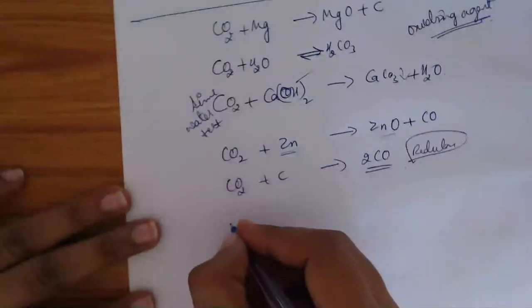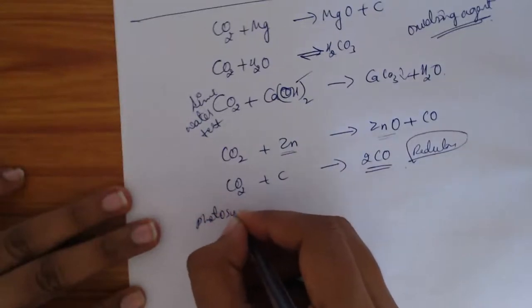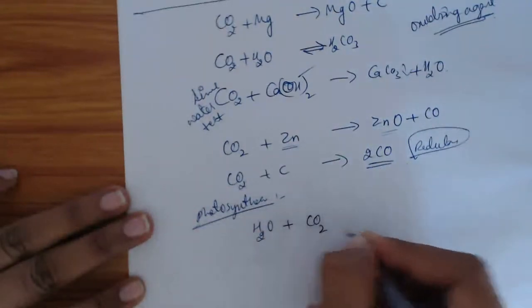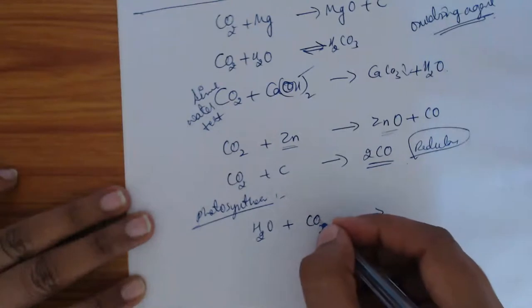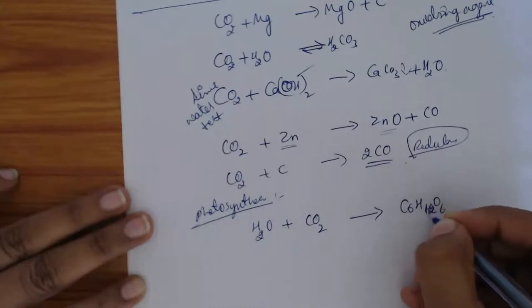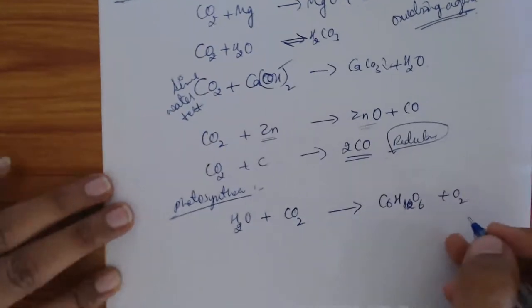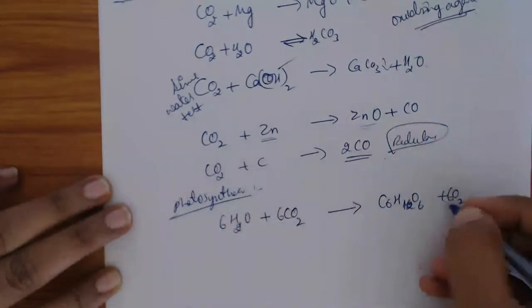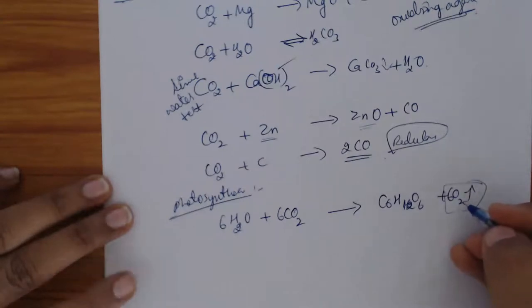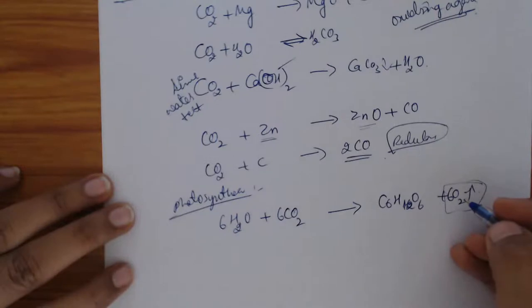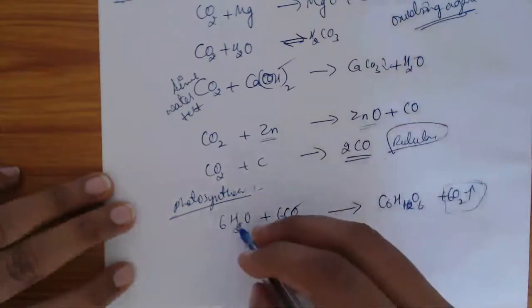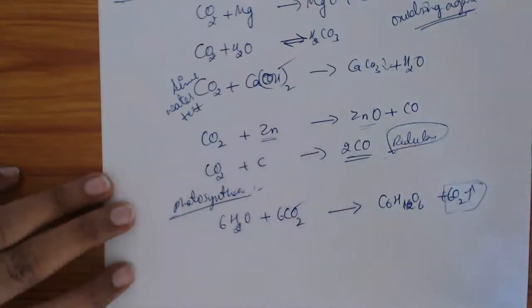The best example of this CO2 is photosynthesis. How does it take place? The water molecule and the carbon dioxide present in the atmosphere are used by what? Plants. Then they convert them into what? Food, C6H12O6, along with the liberation of O2. So this is 6 moles, 6 moles. This is also 6 moles. So during photosynthesis, we get an enormous amount of the oxygen molecule which we use to breathe. That is because of what? Plants use the CO2 in the atmosphere along with the water molecule to form this.